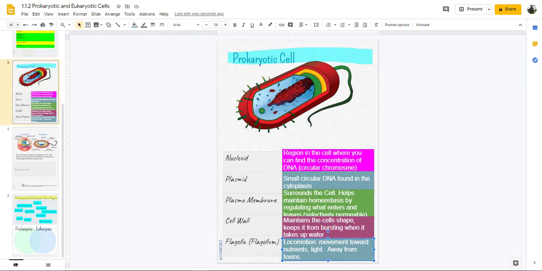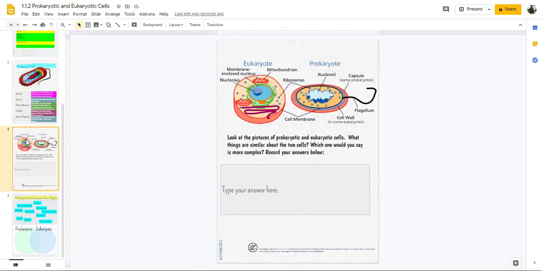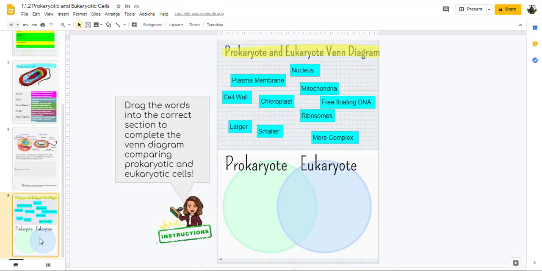Okay, so make sure you've got that in your notebook and move to the next page where you are going to look at a eukaryotic cell and a prokaryotic cell. I want you to find things that are similar and things that are different and type your answer in that box. After you've done that, I want you to move down to this Venn diagram and drag these words where they belong on the Venn diagram comparing prokaryotes and eukaryotes.